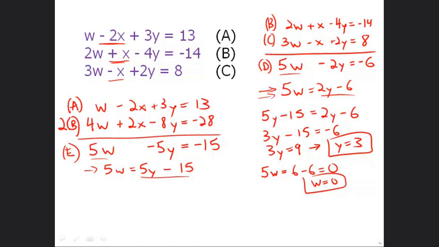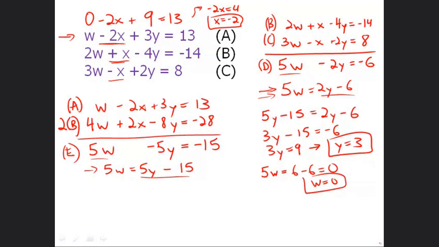So now I have the value of w and the value of y. I'm almost done, but I need the value of x. So now I actually have to go back to one of the original equations. Let's take the top one, A. W, that's 0, minus 2x plus 3y, so 3 times 3 is 9, equals 13. Subtract 9 from both sides. I get negative 2x equals 4, or x equals negative 2. And those are the three values of the three variables from these equations.